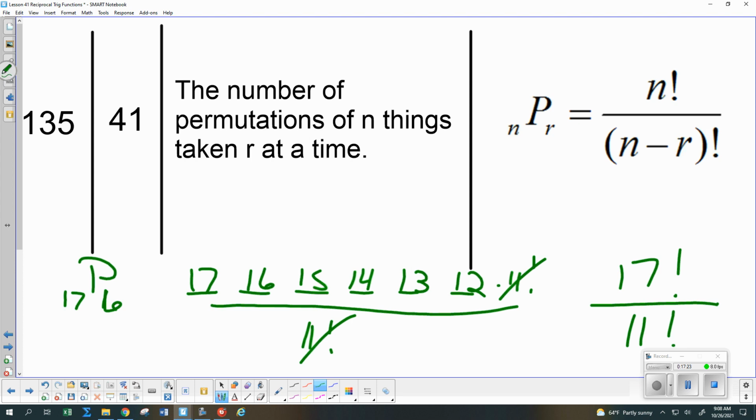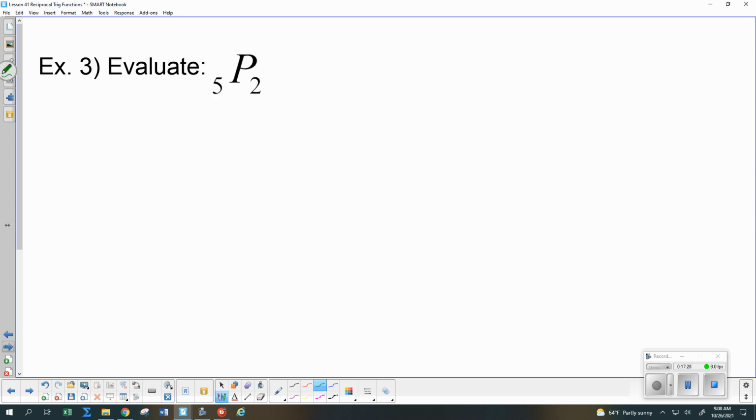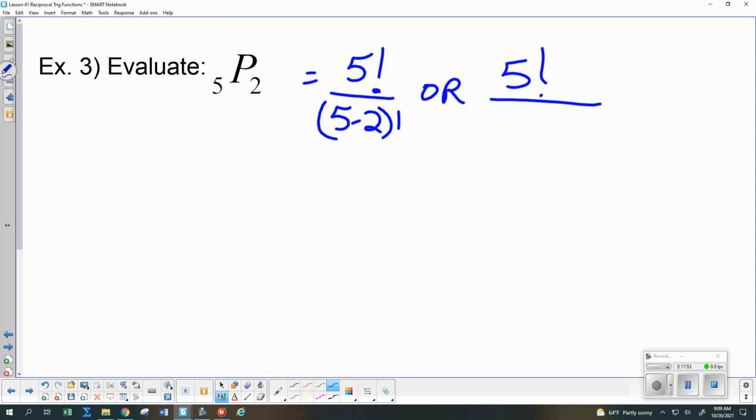Does that make sense to everybody? Okay, now let's do one example on this. I require that you give me one or the other of the ways of writing a factorial. In your paper, you can write that. You can punch it in like that on the calculator, but you still have to write 5 factorial over either 5 minus 2 factorial, or you can just subtract and write 3 factorial. But I want to see that you know what it means with factorials.